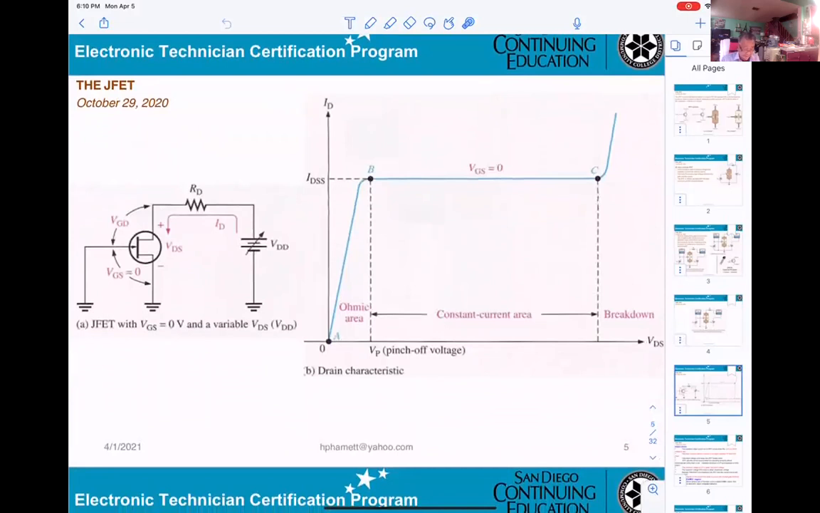Okay, now we see on that one, they display the relation between the current ID and the voltage VDS.